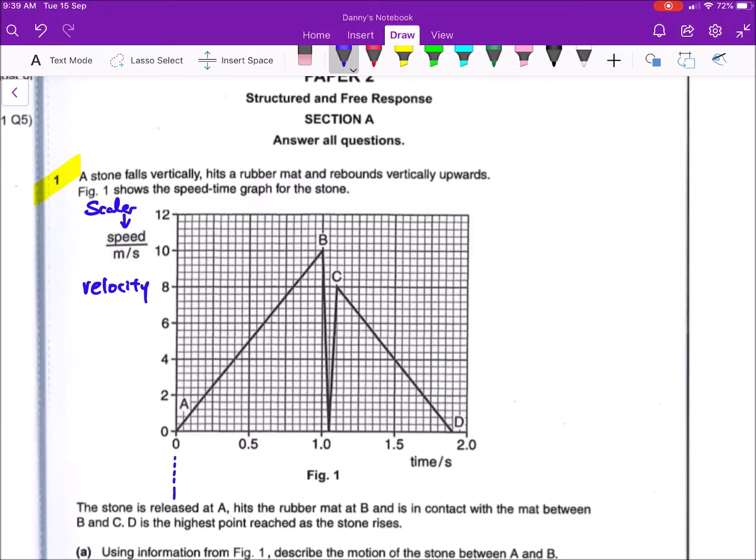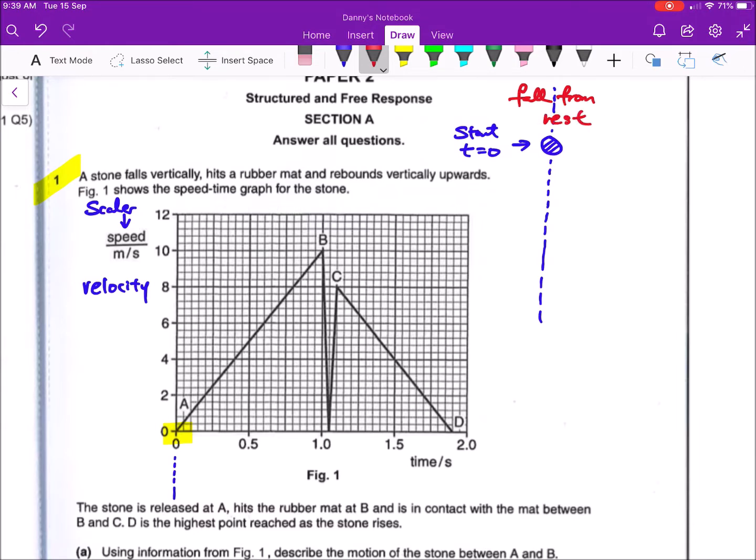Okay, let's interpret this diagram. You have an object, a stone, that falls vertically. So it is a one-dimensional question because it falls vertically. Okay, so what happened is that this is the start, t equals to 0, and you can see that when t equals to 0, your speed is 0. So meaning that this guy fall from rest.